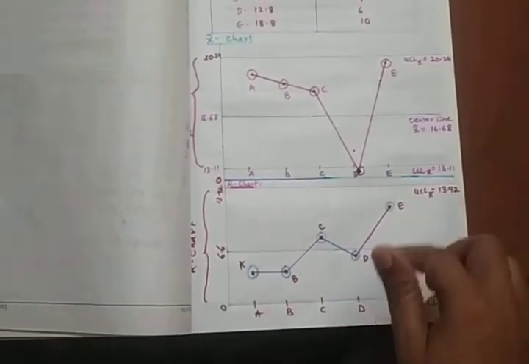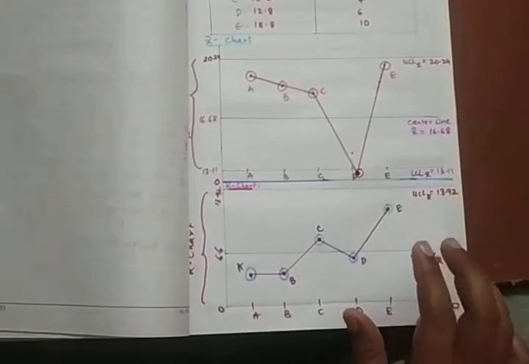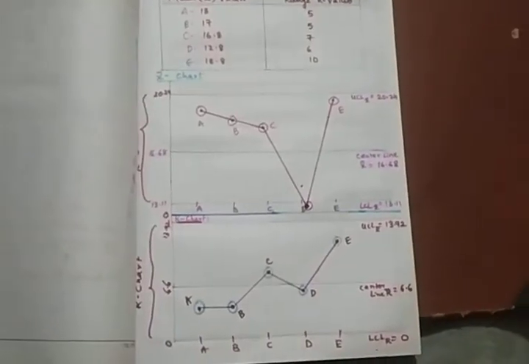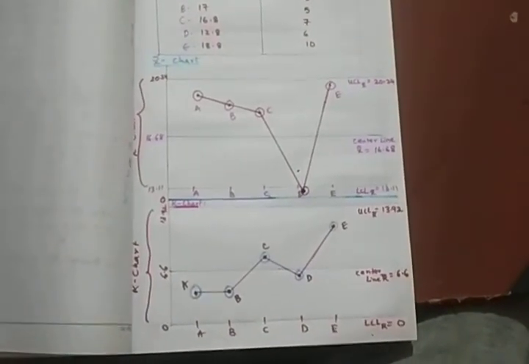In both the charts, we need all the sample points within the control limits to say that the process is in control. Otherwise we say that the process is out of control. So this is how to plot the control charts for means and ranges.